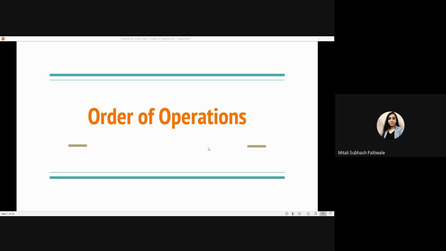Now, order of operations, what exactly is it? Order of operations belongs to simplification and approximation. Simplification is just to simplify the given data, and approximation is to come to the approximate value of it. Now, let me take you through what exactly all those things are. Let's move ahead.